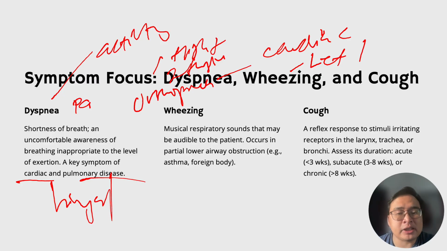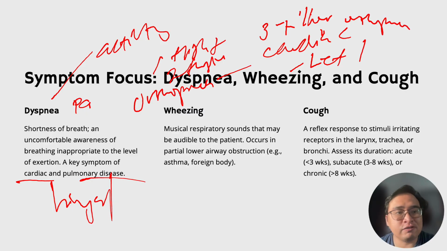Why does it happen? It's because of fluid overload. When patients recline or lie down, the fluid goes into their lungs, causing congestion. Okay, so orthopnea. When someone complains of orthopnea, what do you need to clarify? Do they need additional pillows in order to breathe properly? If they need 3 pillows, that's a condition called 3-pillow orthopnea. Okay?